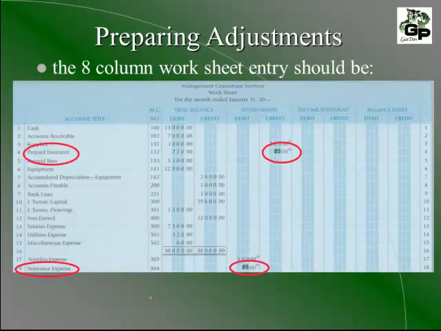In order to enter this onto our worksheet, we have to take a look at the insurance expense down here, and we've added that as a new account underneath supplies expense, and the amount is $60 in the debit column. The prepaid insurance has a value of $720, and because of this we have to reduce it by $60, so that is a $60 credit entry.